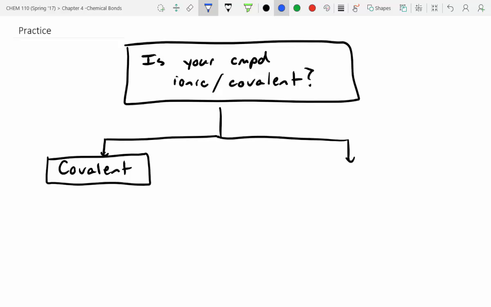So only nonmetals. However, the thing you've got to watch out for are those polyatomic ions. We said that polyatomic ions occasionally have only nonmetals, but they're still considered ionic. So covalent bonds are things that are only nonmetals and do not contain one of the polyatomic ions.